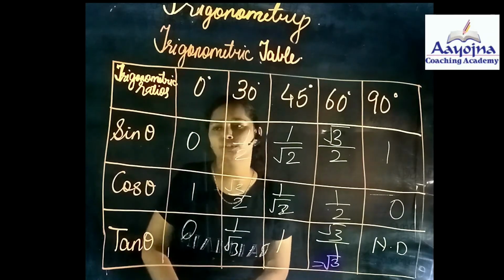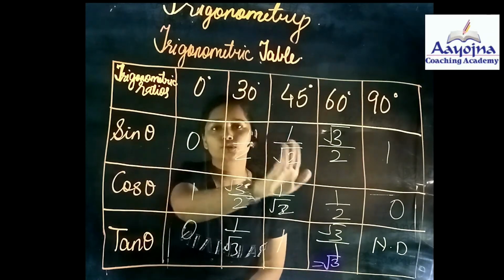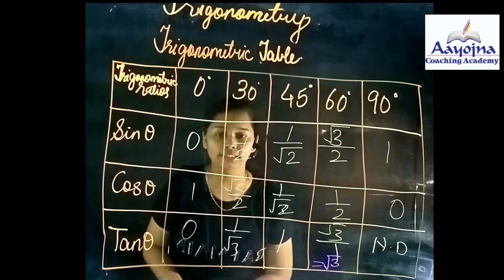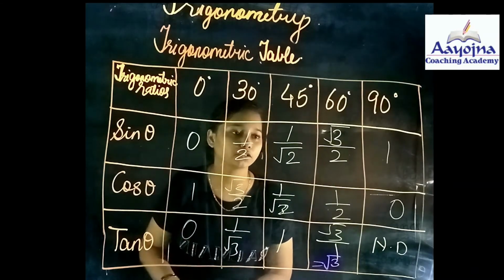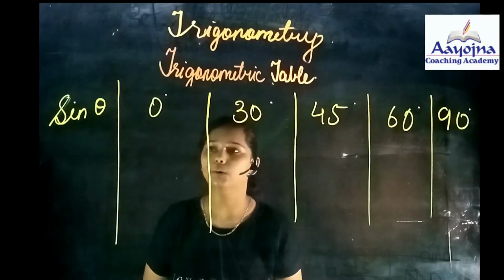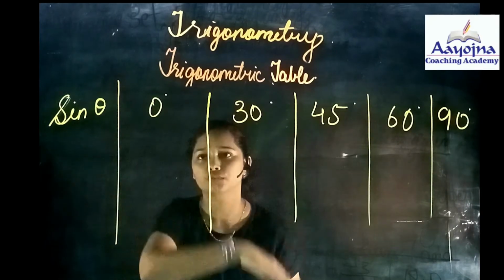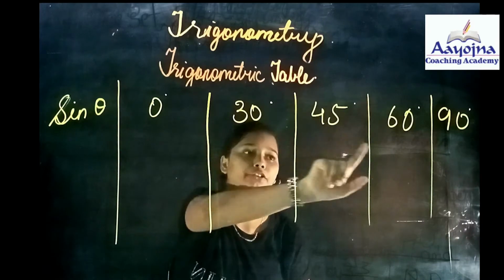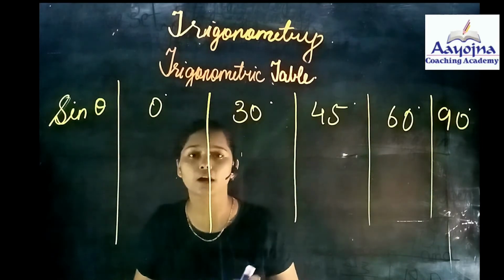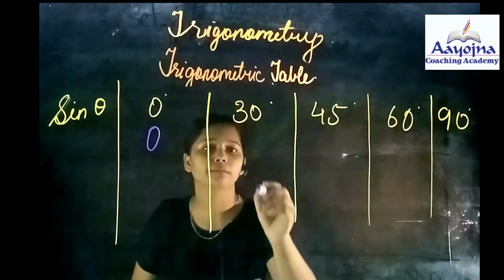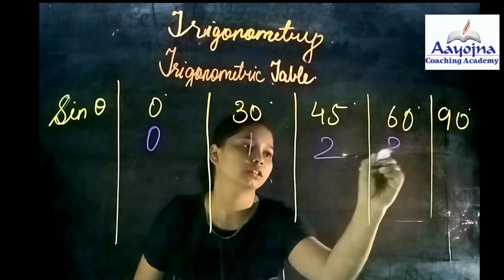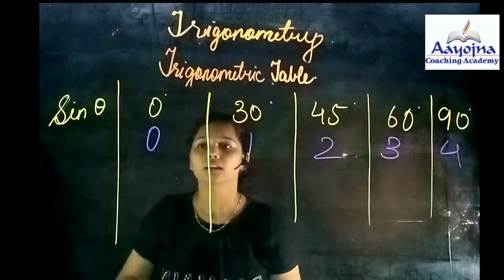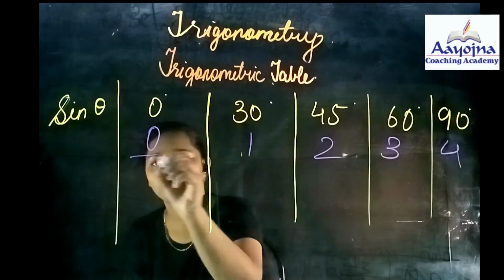Now you might find it difficult to learn the values of these angles for sin theta. So I will show you a trick for that. Now I will show you the trick for how we can find the values for these angles for sin theta. So 0 degrees, 30, 45, 60 and 90. We will write the numbers from 0 to 4: 0, 1, 2, 3 and 4. Now we will divide these numbers by 4.